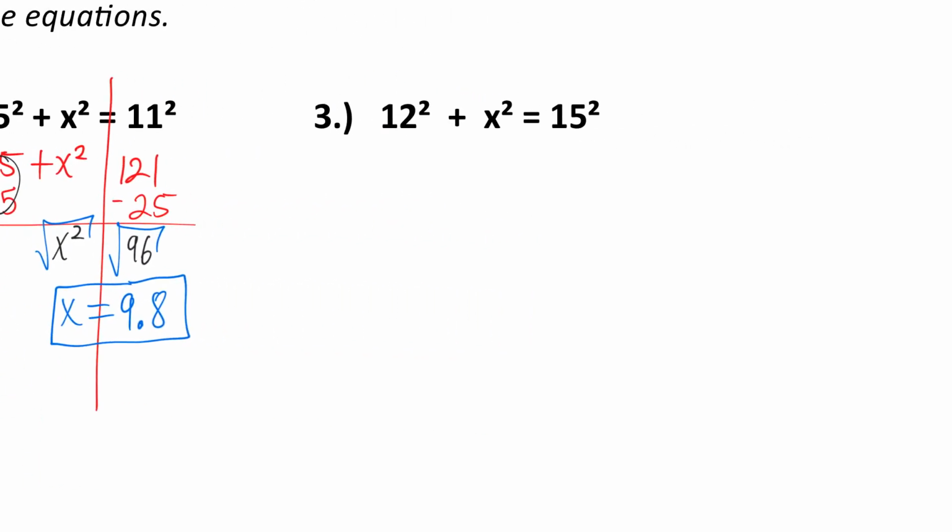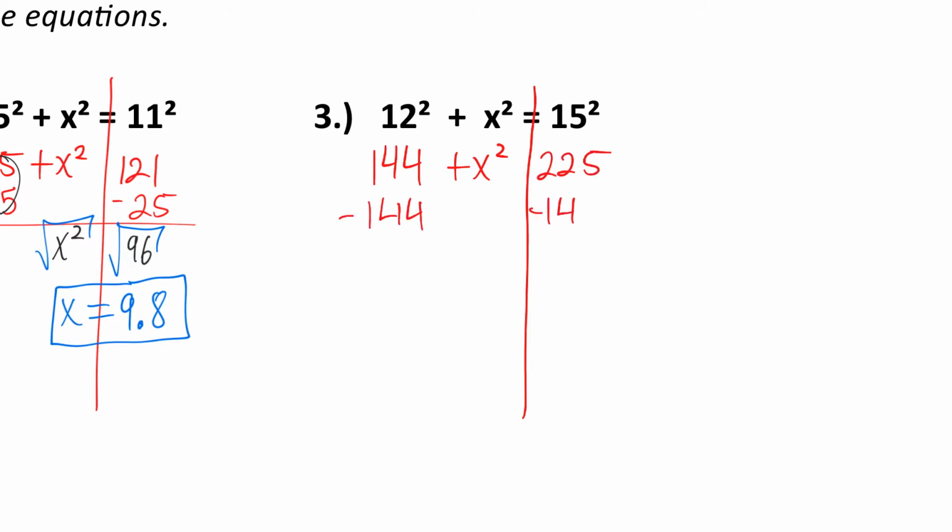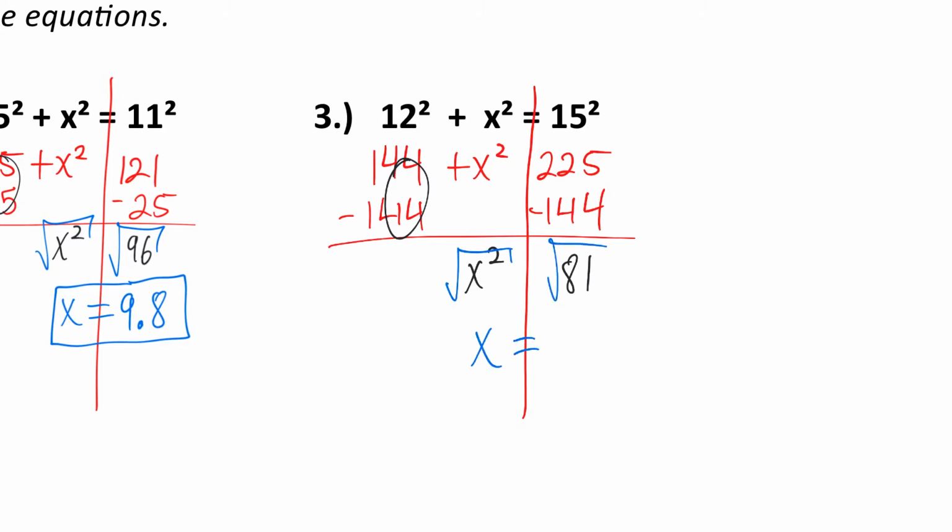Okay, then on number 3, 12 squared is 144. 15 squared is 225. Subtract 144. This zeroes out. We get x squared equals 81. And so x equals what? 9. X equals 9.